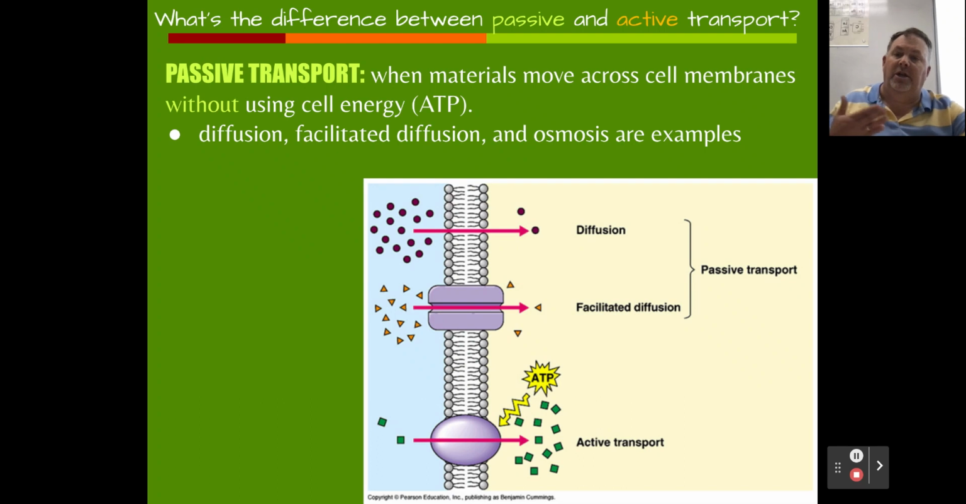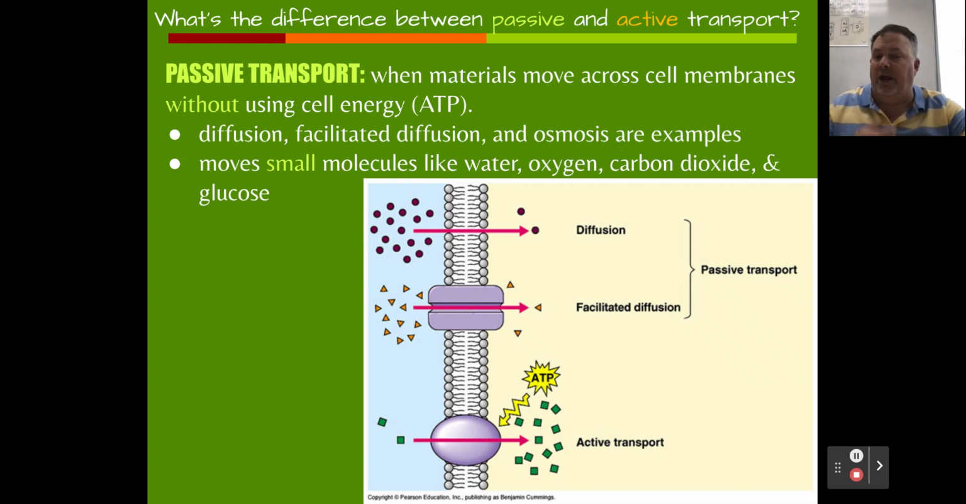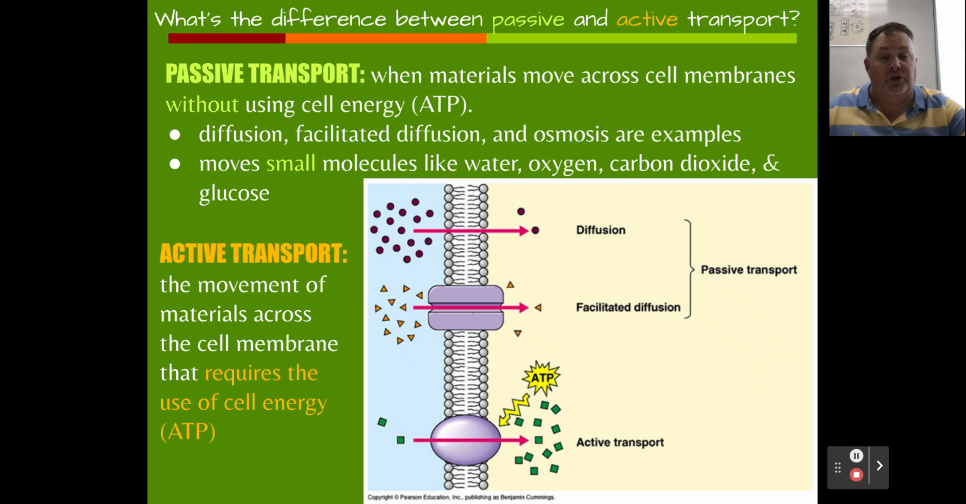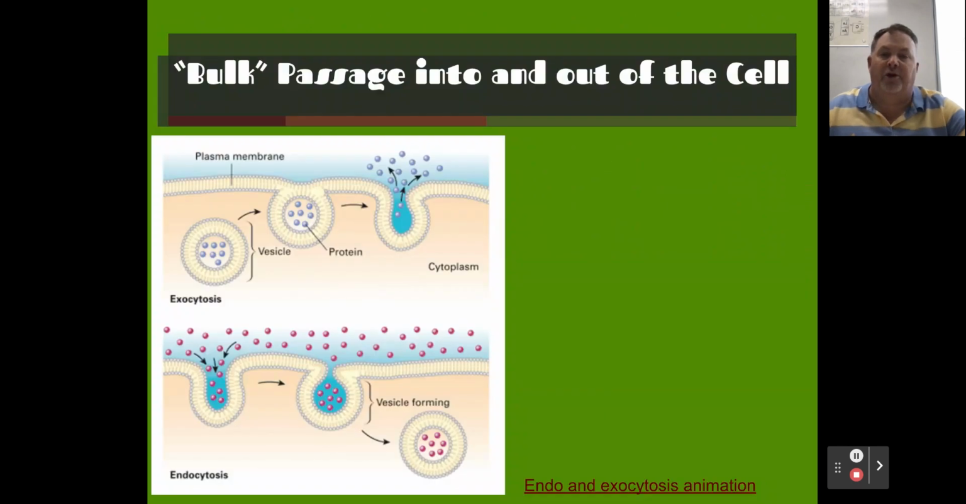And we can see that diffusion, facilitated diffusion, and osmosis are all examples of passive transport. And usually it's molecules like oxygen, water, carbon dioxide, and glucose that would be going in this passive type of transport. Versus active, these are movements of molecules, maybe ions, across the membrane, and they require energy. As I said, your book gives two examples of that, endocytosis and exocytosis.